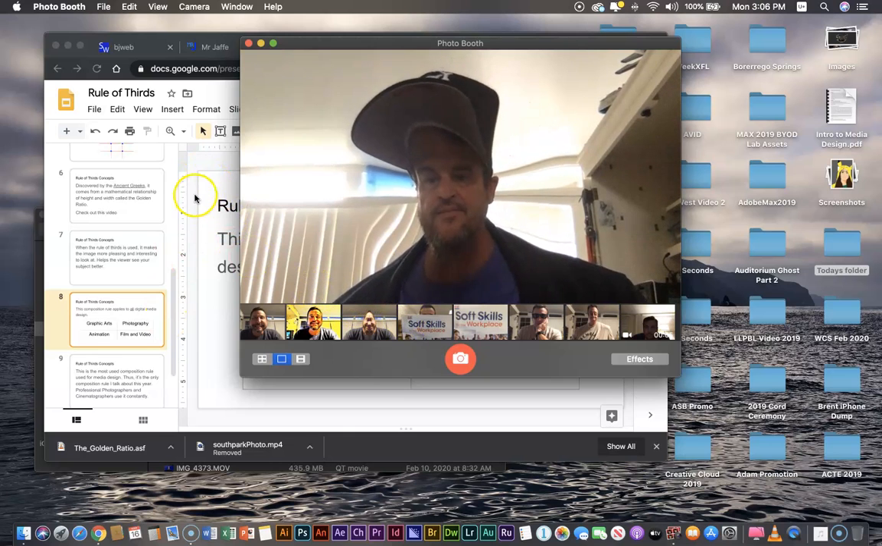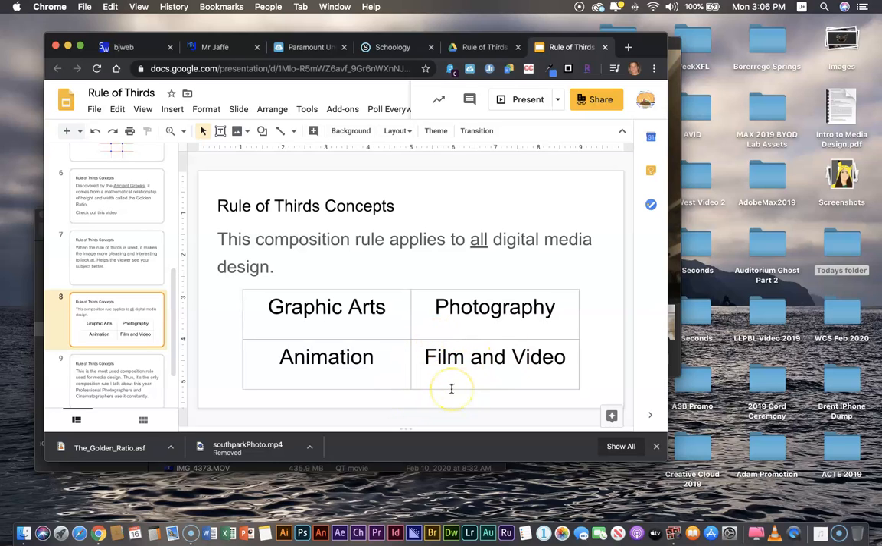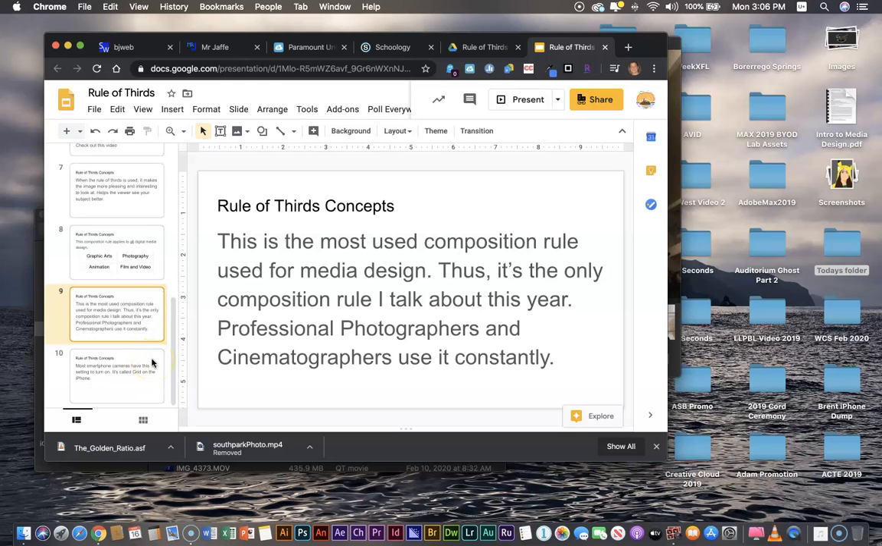All right, so anyways, remember, anything that has to do with digital media, you can use the rule of thirds for. This is the most widely used composition rule for digital media. Thus, it's the only one I teach in this class. Professional photographers and cinematographers use this constantly. Once you start looking for the rule of thirds in things that you see, magazines, advertisements, billboards, TV shows, movies, you'll see the use of it all the time. Start looking for it for the rest of the school year.